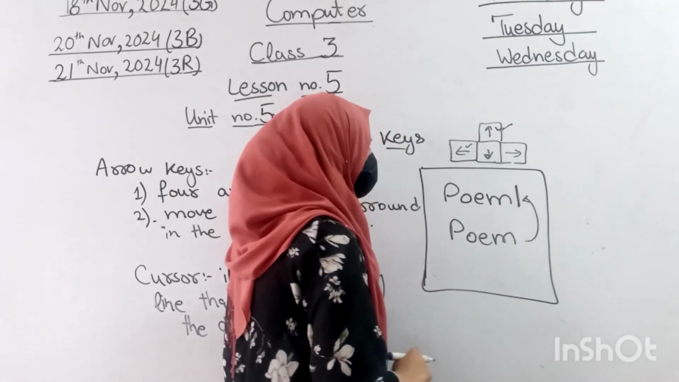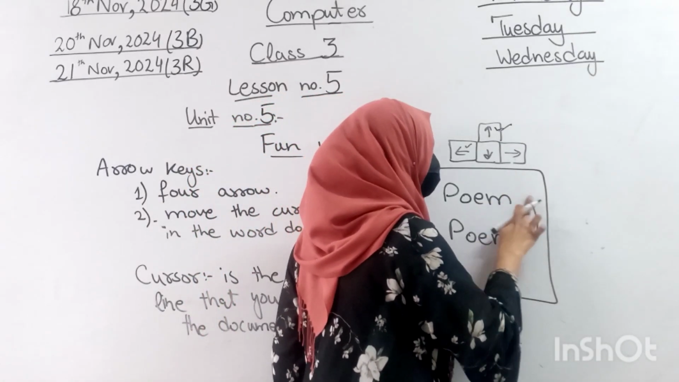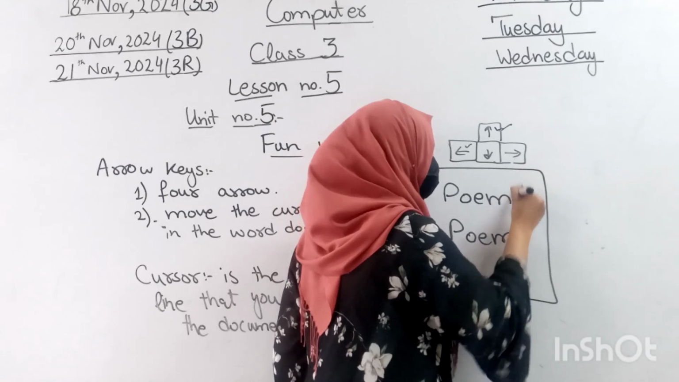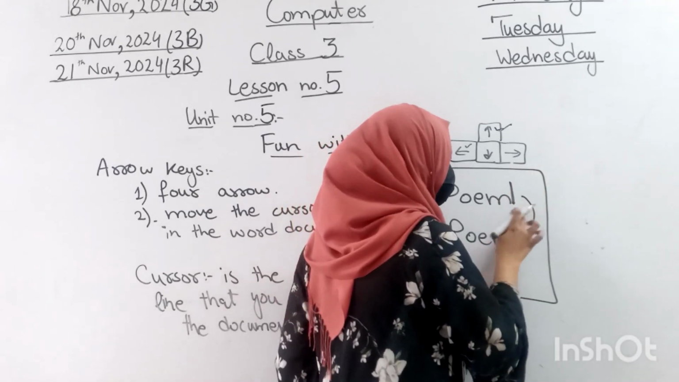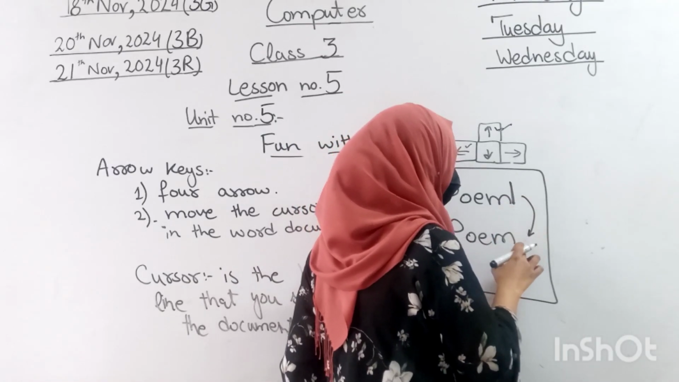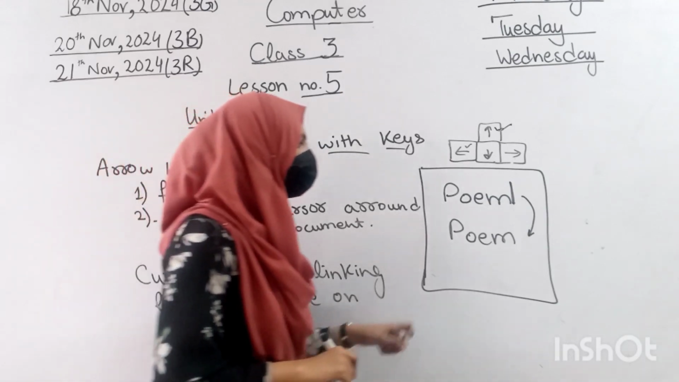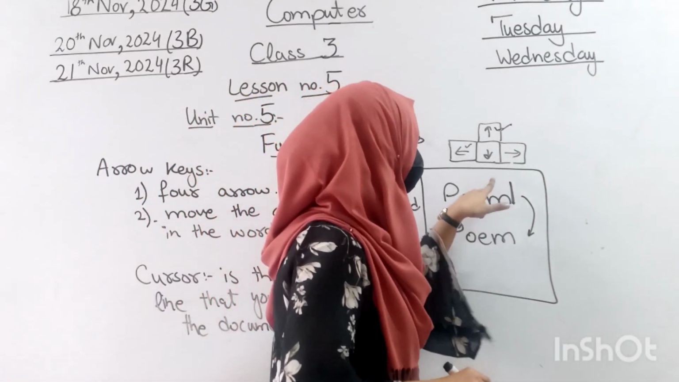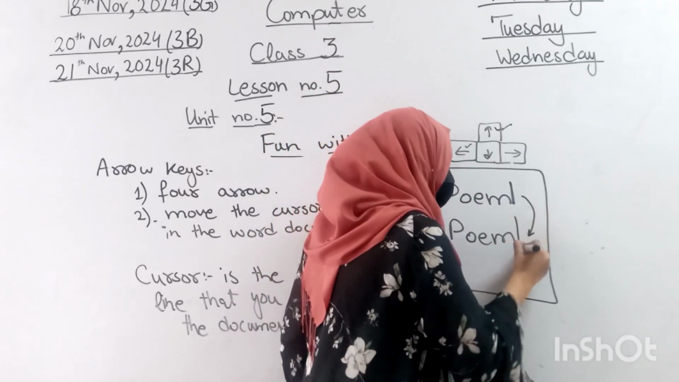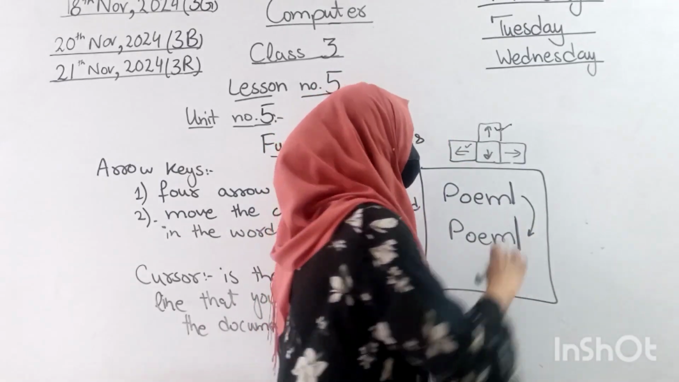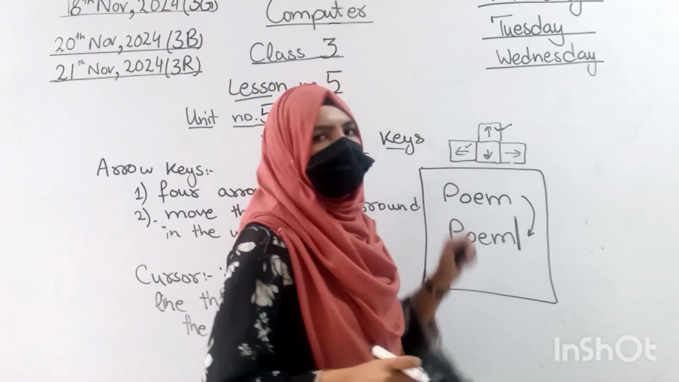Now if you want to move your cursor from the top to the bottom, what will you do? Who will tell me? Yes, Iman. Very good. If you want to move your cursor from the top to the bottom, you will click on bottom arrow key and your cursor will come down. Your cursor will come down when you press on the bottom key.